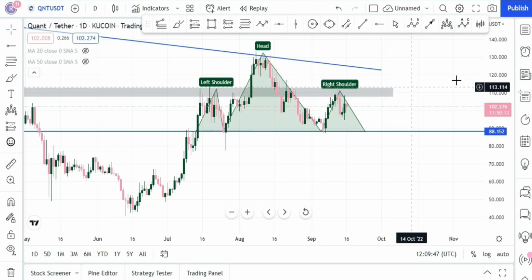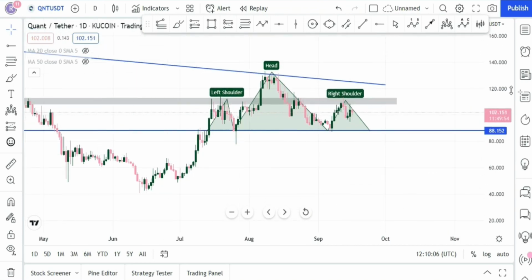So tell me what you think in the comment section. I'm leaning to the bullish side more than the bearish side, but we'd have to reanalyze if anything goes wrong.